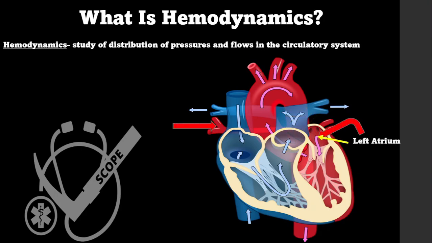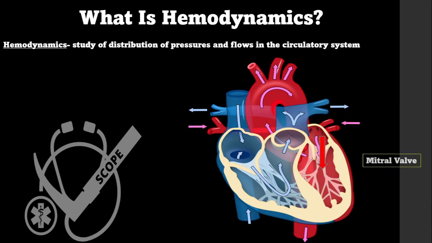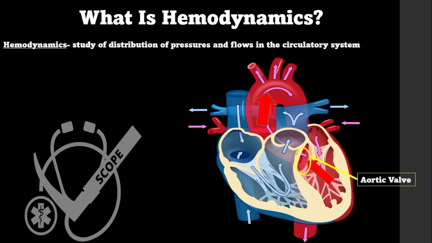From the lungs, the blood will enter through the pulmonary veins into the left atrium. It will pass through the mitral valve into the left ventricle. Finally, it will pass through the aortic valve into the aorta to be redistributed to the body. With this flow, our hearts can distribute blood, nutrients, and oxygen to every organ of our bodies.